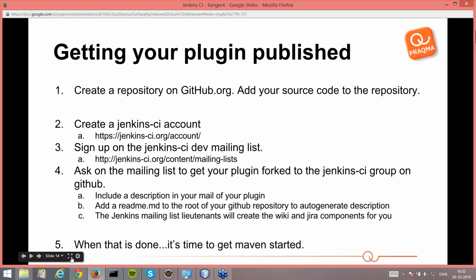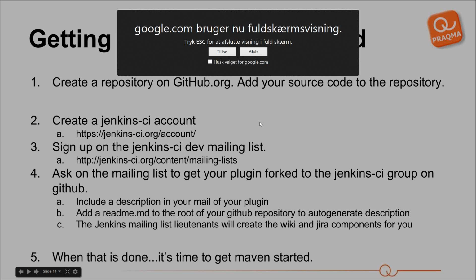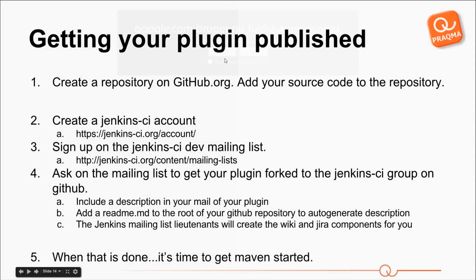So once you are actually done with your plugin, you want to get it published. First, Jenkins CI has an organization under GitHub.org. So you need to create a repository on GitHub in order to get started. Add your source code to that repository, and that's the first step.